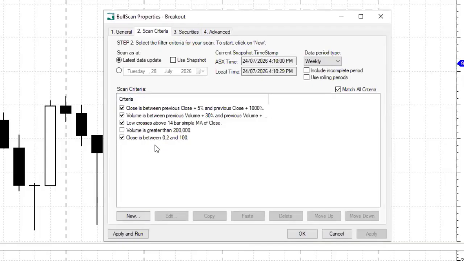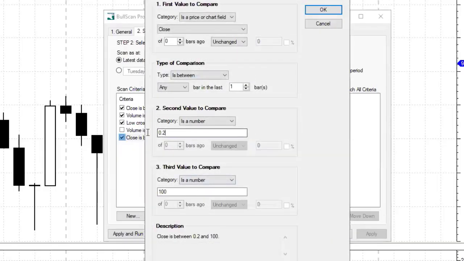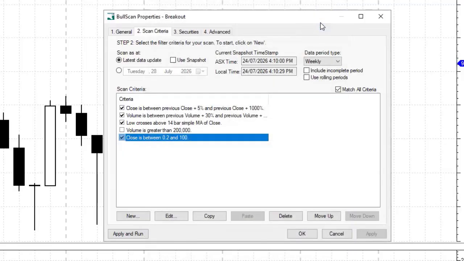Now, there's one criteria there that says close is between 0.2 and 100. When I first got BullCharts 20 odd years ago and started looking at scans, that puzzled me for a long time. That is in dollars. So 0.2 is actually 20 cents. So what this scan says is, close is between 20 cents and $100. So that's a rough attempt to eliminate penny dreadfuls.